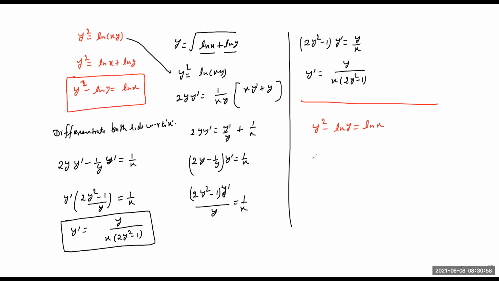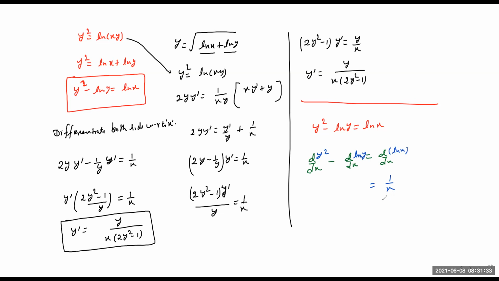So how we usually go about it, we write d by dx of y square minus d by dx of ln y equals d by dx of ln x. Here we have y square, here we have ln y, and here we have ln x. On the RHS, it's completely okay because we know the differentiation of ln x with respect to x, and the answer is 1 by x, right? I hope this is okay with you.